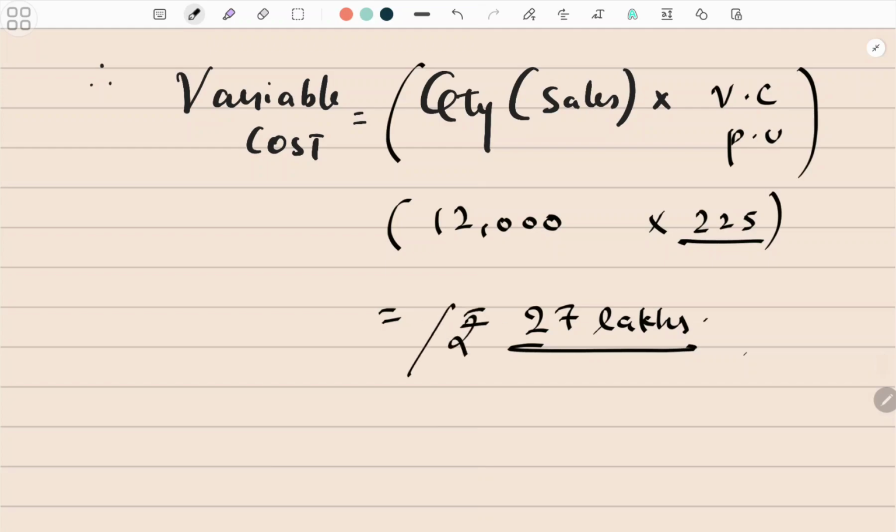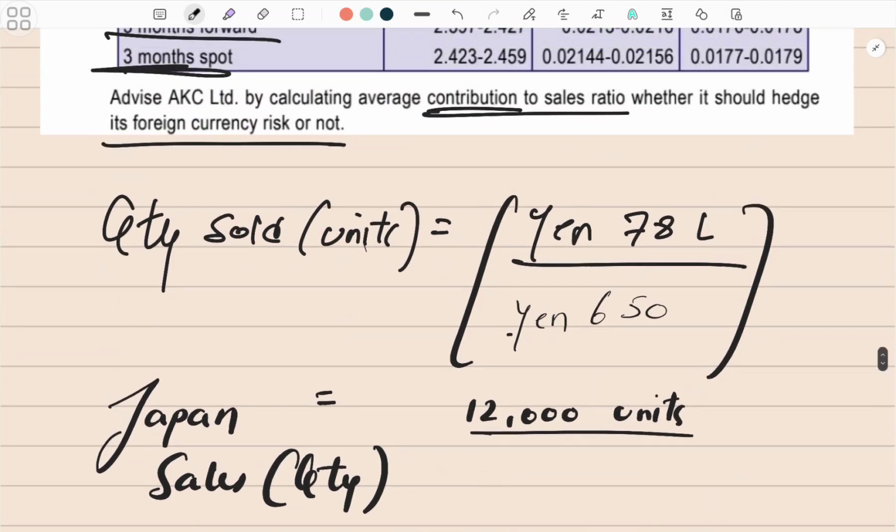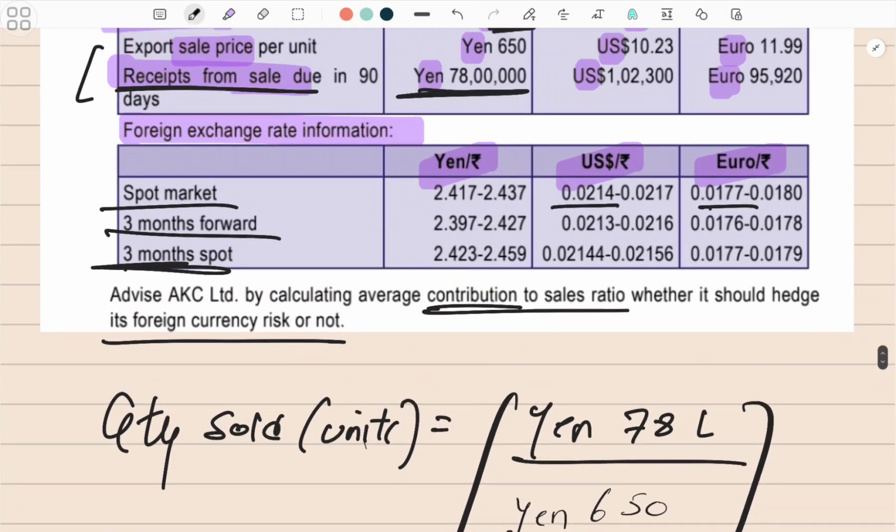Okay, VC, total VC. Now I have that. Now can I find the contribution? I can, or can I not? I still cannot find the contribution. There is a reason to that.